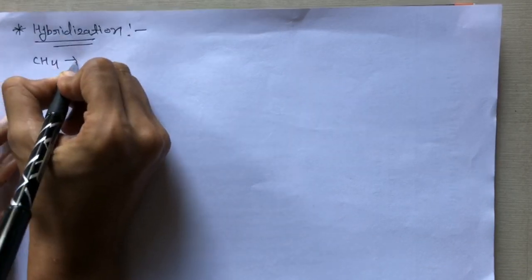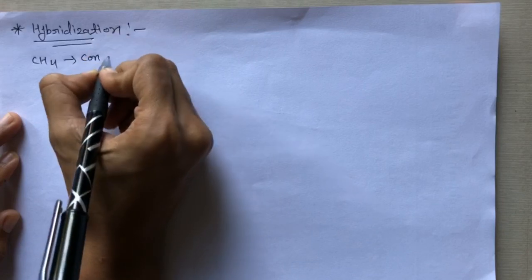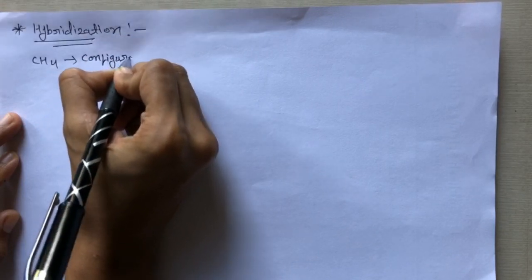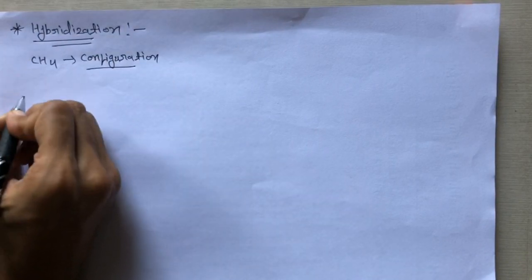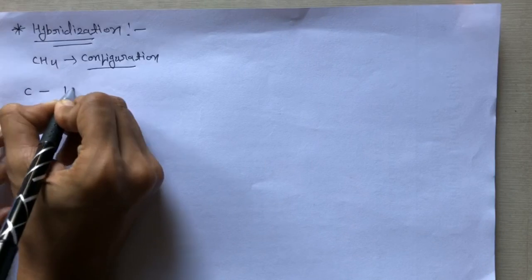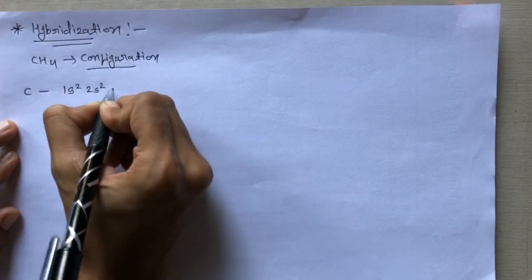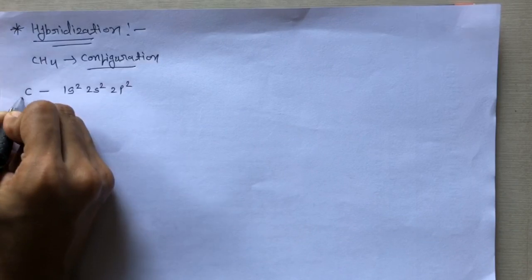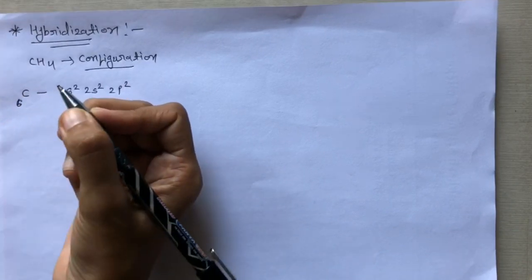You know that the shape of methane is tetrahedral, right? So now tell me, what is the electron configuration of carbon? What is the configuration of carbon? So carbon is 1s2, 2s2 and 2p2, and its atomic number is 6, you all know, right?